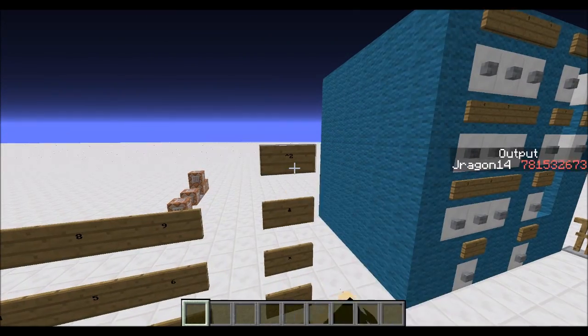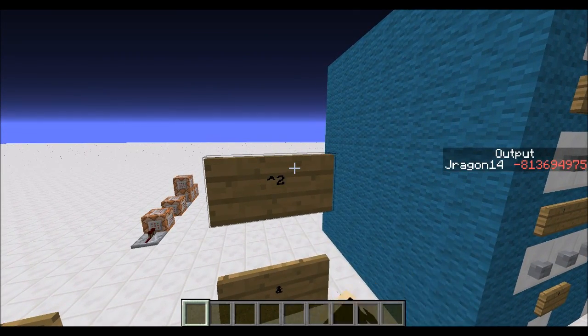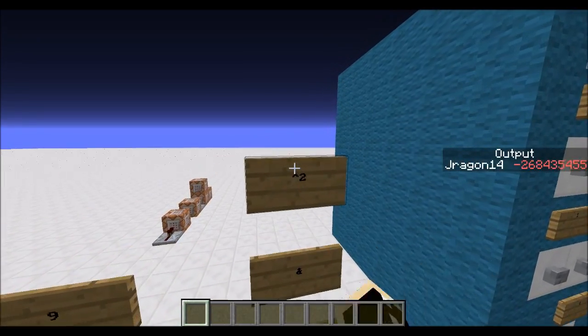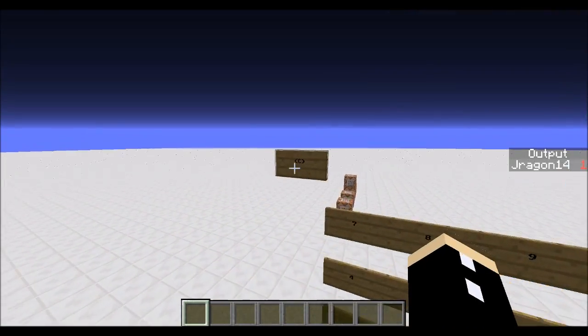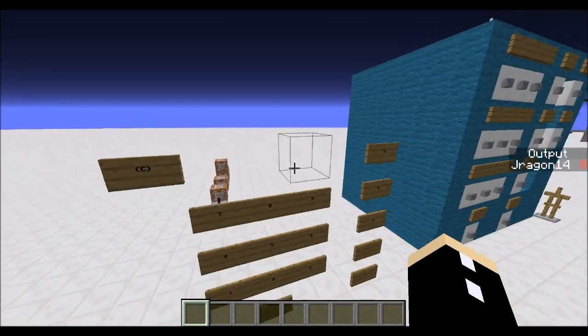Let's just square this heaps of times. Now, unfortunately, it can't do numbers too big because it starts going into the negatives for some reason, and then eventually it will just reach 1. So that's just the limitations of Minecraft, unfortunately, and of course you can reset it.